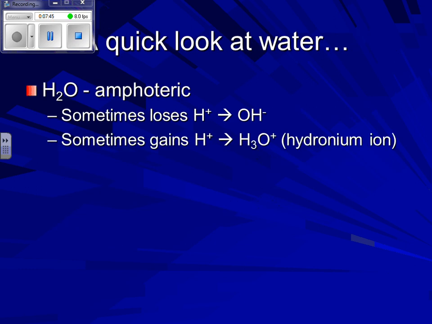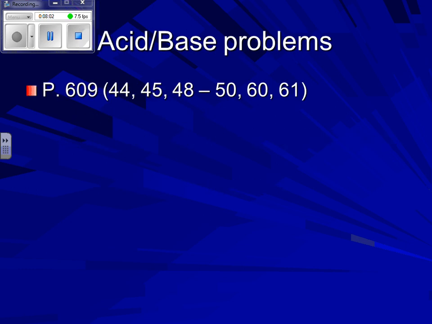So just keep in mind amphoterics. We have to keep in mind how to do some of these predictions. And here's an equation to keep in mind: the concentration of hydrogen ions times the concentration of hydroxide ions will always equal 1.0 times 10 to the negative 14. So from here, just do some of those problems and you should be good to go.